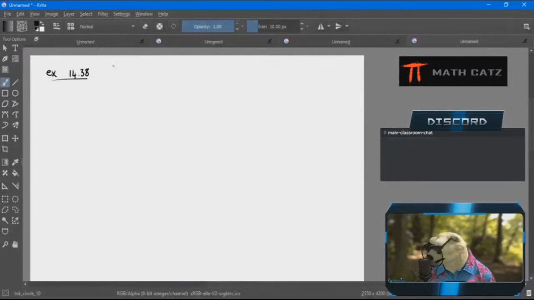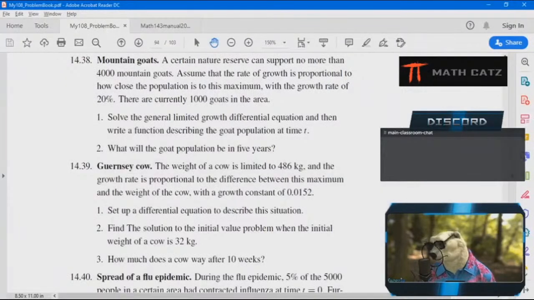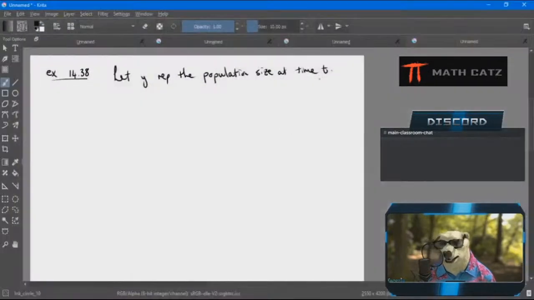So what is the difference? First of all, let's call y the population size, the number of goats, population size at time t. And t in this case is going to be in years. It is important to take note, what is my unit for time, especially. My unit for the function variable is obvious, number of goats. So let's have a look.